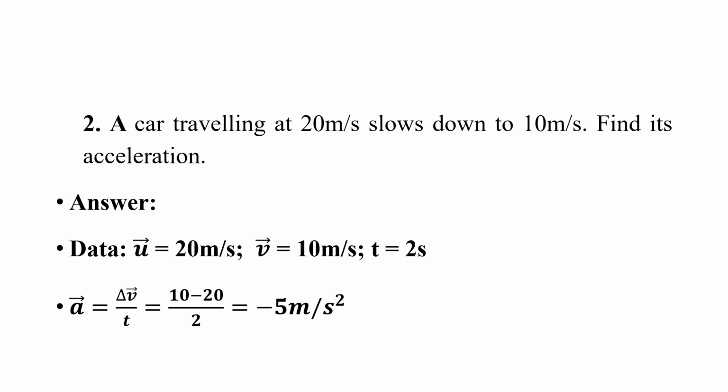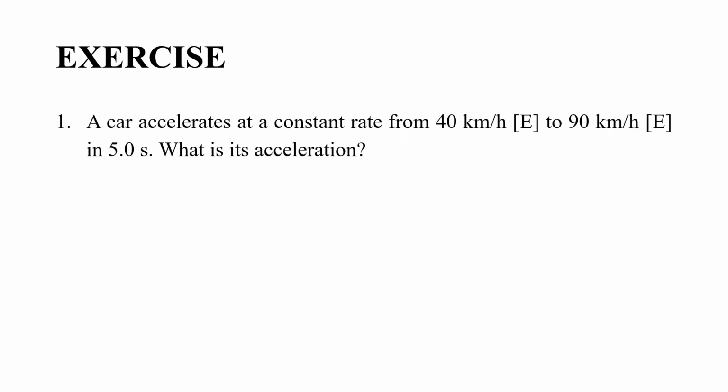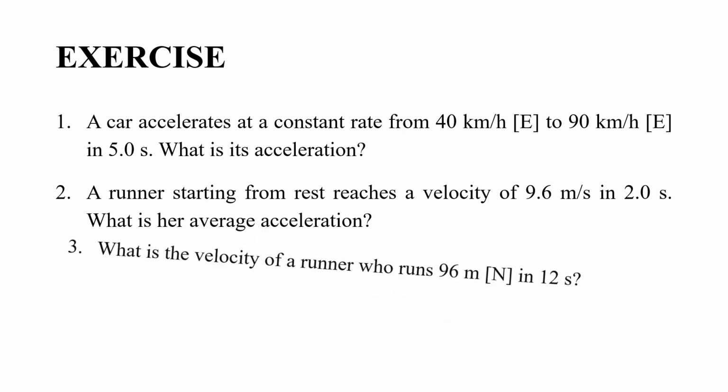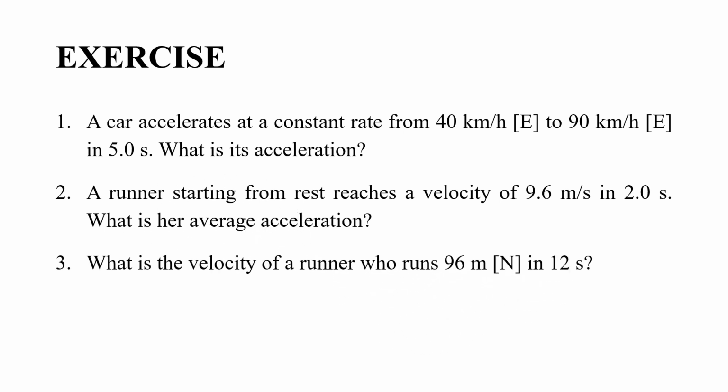Exercise. A car accelerates at a constant rate from 40 km per hour due east to 90 km per hour due east in 5.0 seconds. What is its acceleration? A runner starting from rest reaches a velocity of 9.6 meters per second in 2.0 s. What is her average acceleration? What is the velocity of a runner who runs 96 meters due north in 12 seconds?